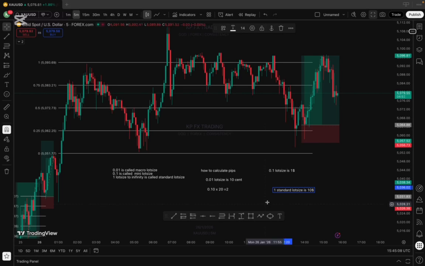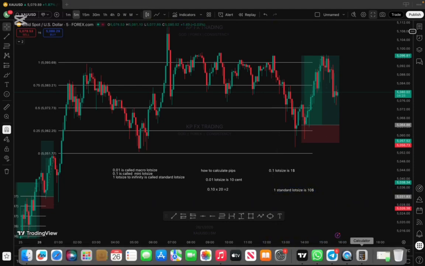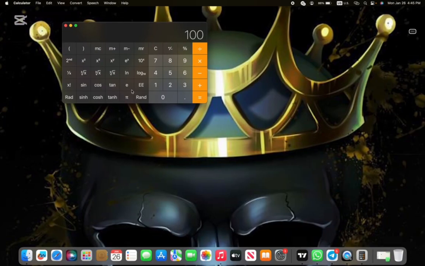So even for this standard lot size, you need to have at least $1,000 or above in your account before you can use it. This one lot size is $10 in a movement. Now let's say, for example, you are risking 20 pips in a trade. Now you will come to your calculator, and this is the easiest way to calculate pips, anyone can tell you.